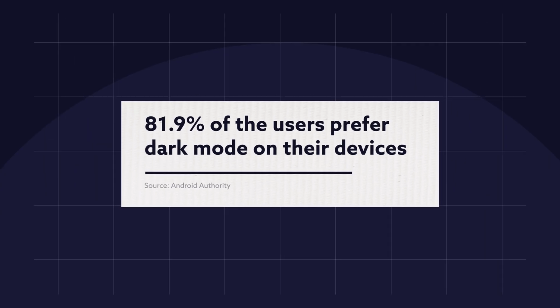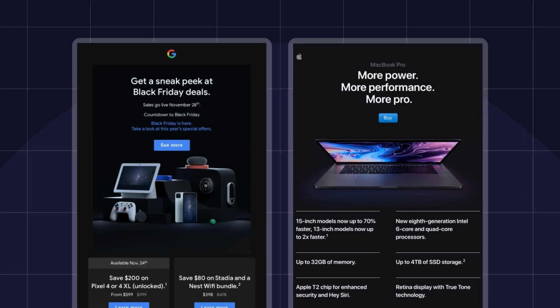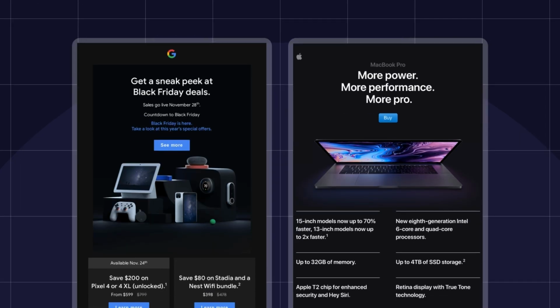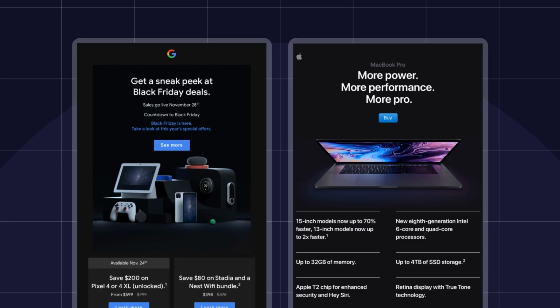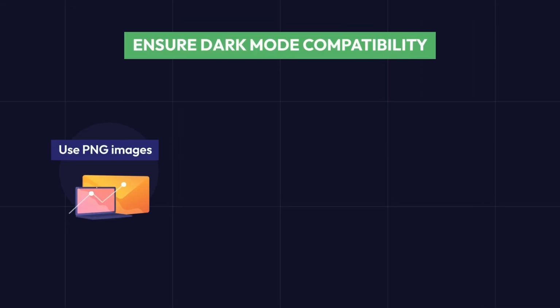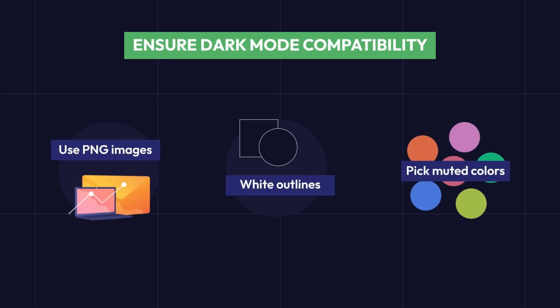Speaking of light, optimizing your emails for dark mode is also an important element of your email design. According to a survey by the Android Authority, 81.9% of the users prefer dark mode on their devices. This means that if your emails are not dark mode optimized, you're ignoring a major design element and not providing a good reading experience. However, you don't have to make huge design changes to ensure dark mode compatibility. Simple steps like using PNG images, adding a white outline around dark images or texts, and using slightly muted colors can make your emails readable in dark mode.